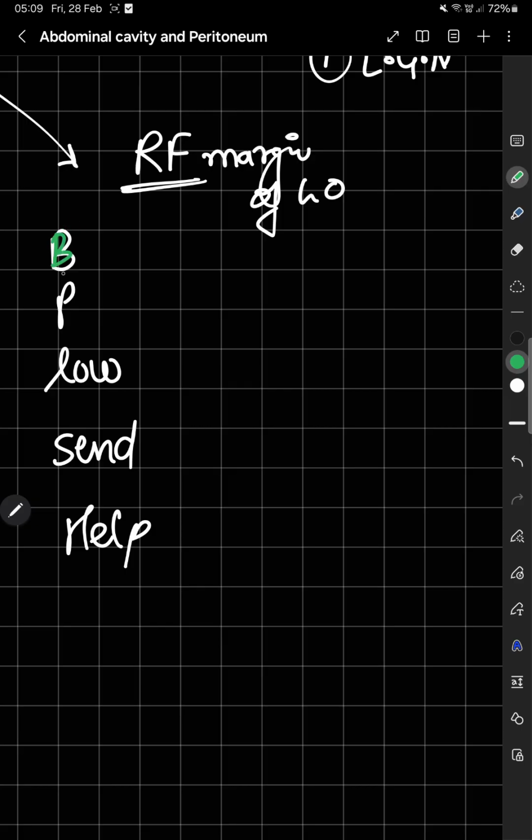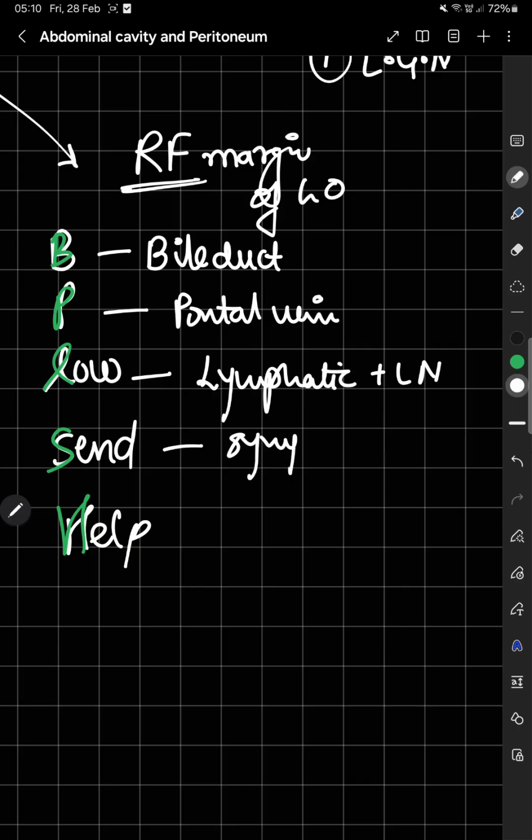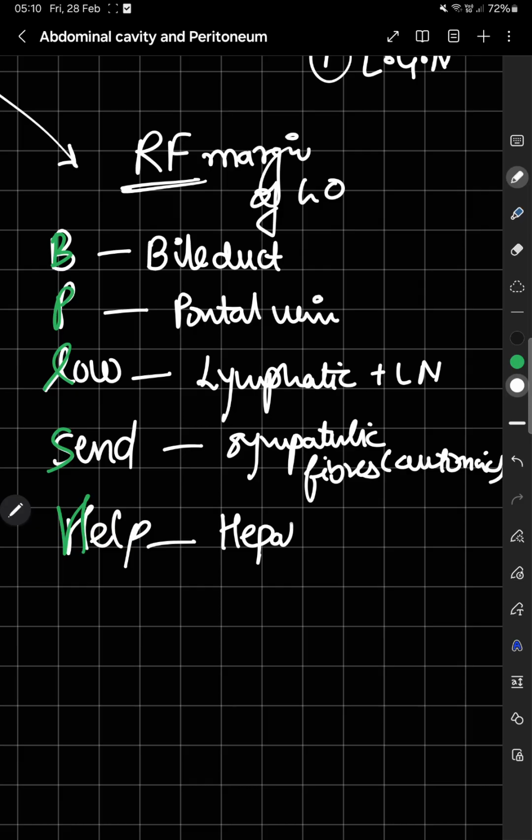BP low, send help. So for B we have blood vessels, where for B we have bile duct, which can be known as bile duct, and then for P we have portal vein. For L we have lymphatics and lymph nodes. S we have the sympathetic fibers, which is basically autonomic, and H we have is our hepatic artery.